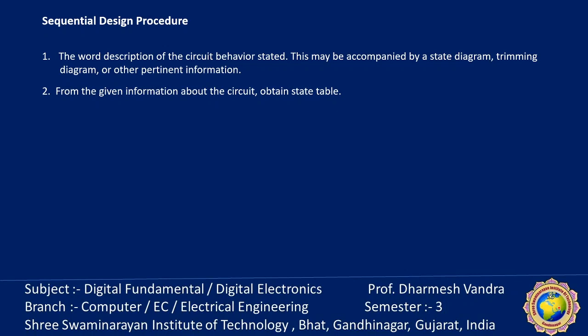Whatever the information in the words, we can directly convert it to a state diagram or timing diagram, or pertinent information, such as some sequence occurring at the input, encryption, decryption, whatever that thing. We have to obtain the state table, and from the state table the number of states may be reduced by the state reduction method, if the sequential circuit can be characterized by input-output relations independent of the number of states.